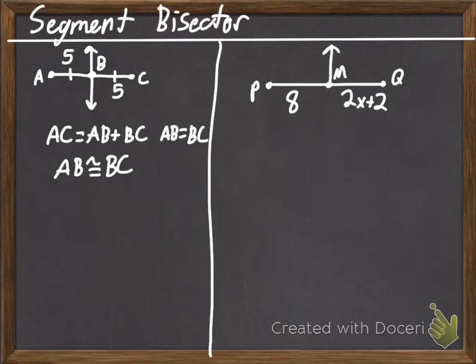And we're going to expand on this idea in the next example. We have PQ, and I'm going to say that PQ is bisected by ray M. So PM and MQ are congruent because they're equal. Let's find x. In order to find x, we're going to have to set up an equation. We know that because PM is congruent to MQ, we know that PM is also equal to MQ.